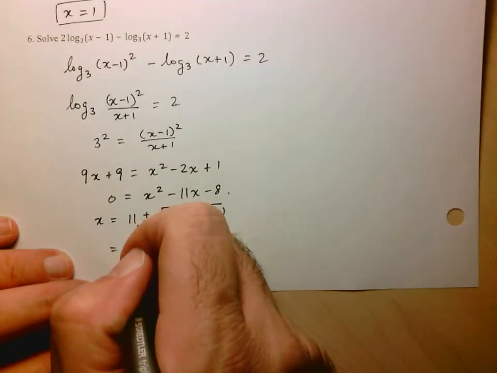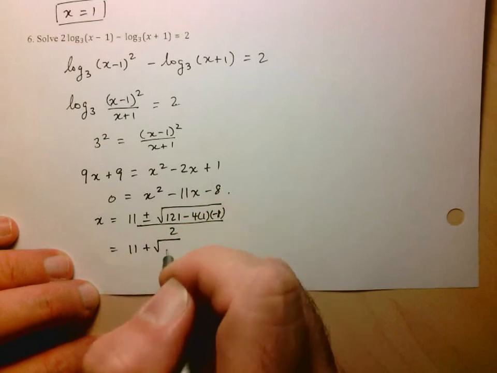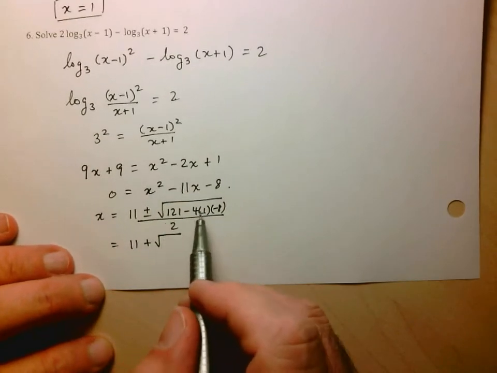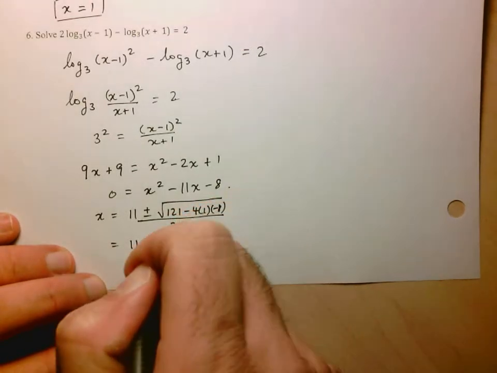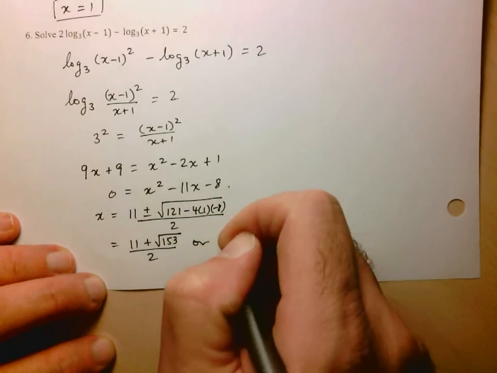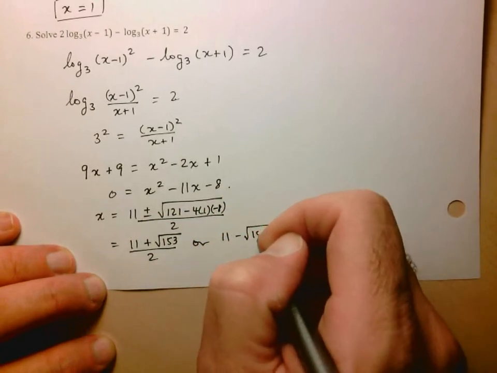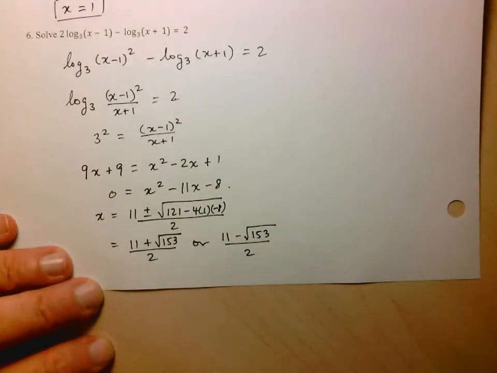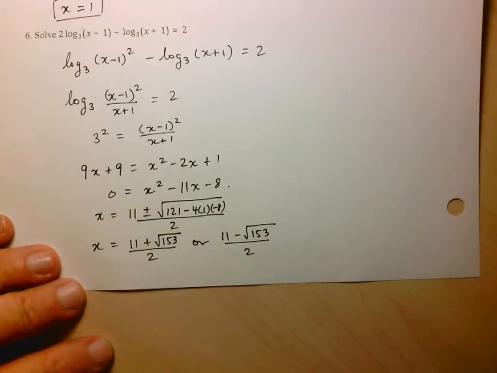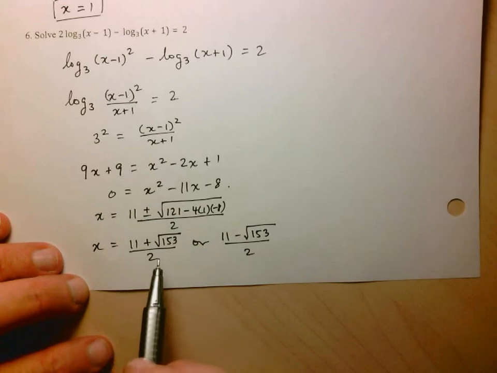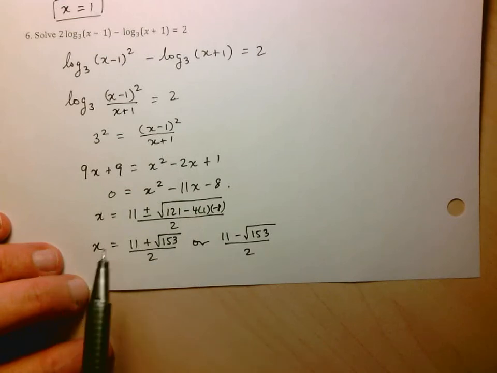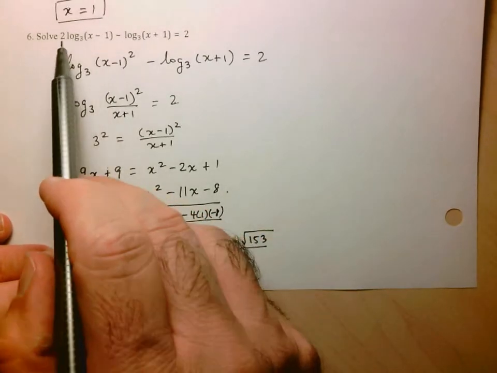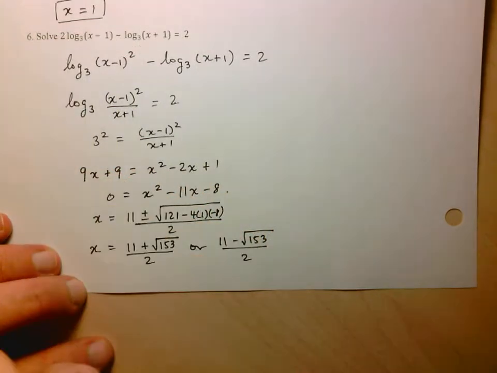So here what do I have? I have 11 plus square root of 121 plus 32, so 153, over 2, or 11 minus square root of 153 divided by 2. And here are our two answers. Okay, now it would be tempting to stop here. But remember, these are the solutions to this quadratic equation. We actually need to make sure that these satisfy the original equation. Okay, so that means the inputs to the logarithms.